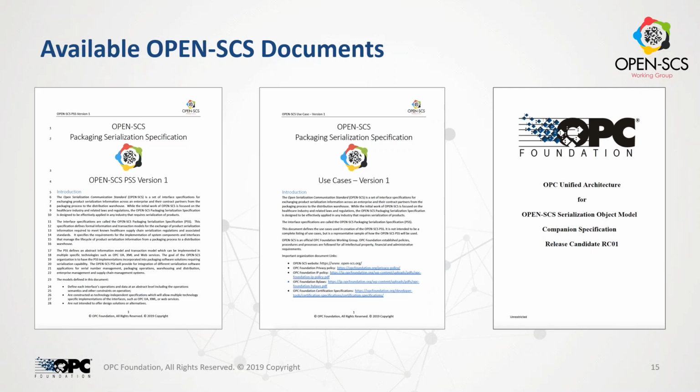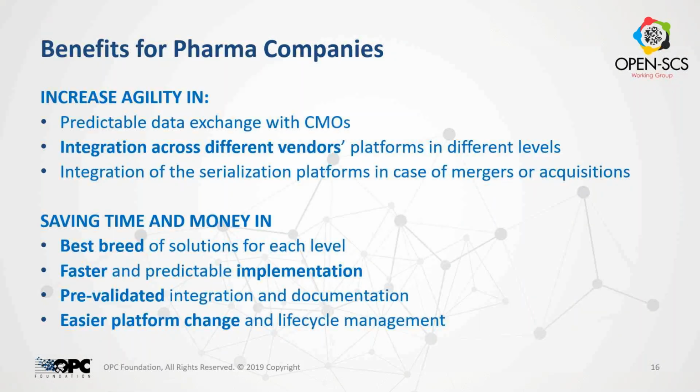Then from the PSS, we built the companion specification, the OPEN-SCS serialization object model, which is the companion spec, which says this is how this is implemented using the OPC UA technologies. And right now I'm showing you release candidate 1. We're going to have release candidate 2 out soon, and then go through the formal cycle to get the OPC UA release, so it will be a final specification. So these are available right now.